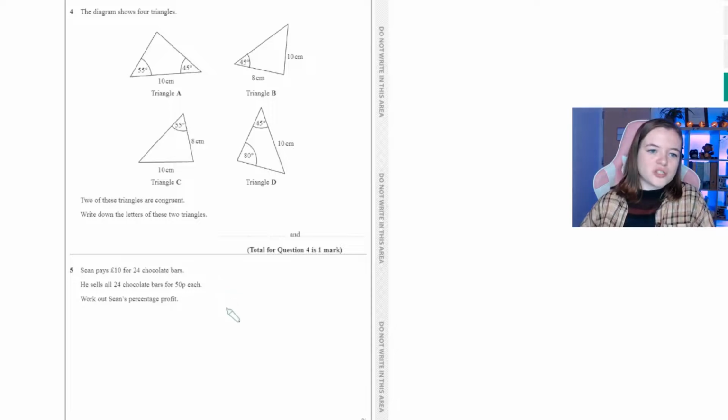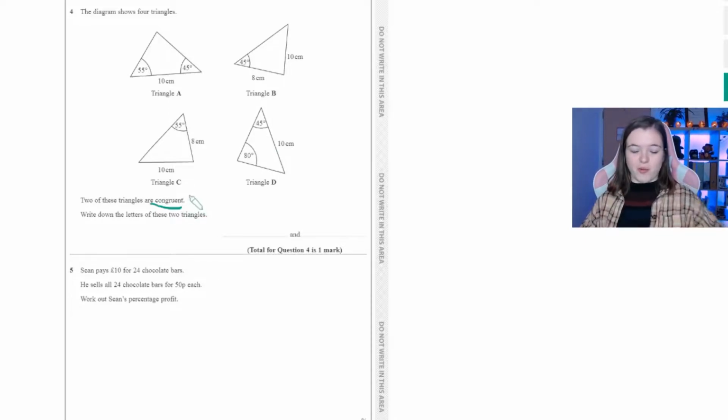The diagram shows 4 triangles, triangle A, triangle B, triangle C, and triangle D. 2 of these triangles are congruent. Write down the letters of these 2 triangles. So, let me get rid of that. So congruent, what that means is these triangles are exactly the same in every way. They've got the same side lengths, they've got the same angles, the same in every way.